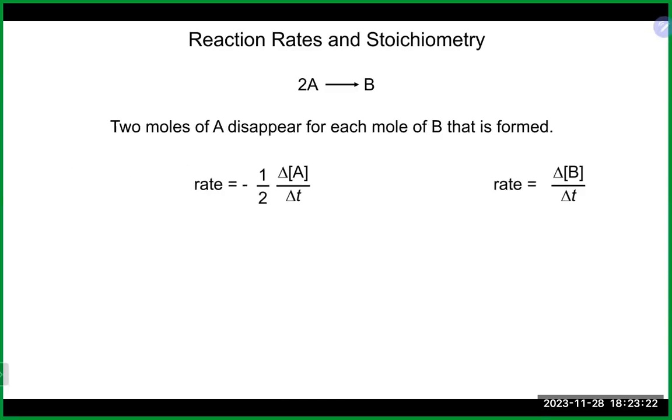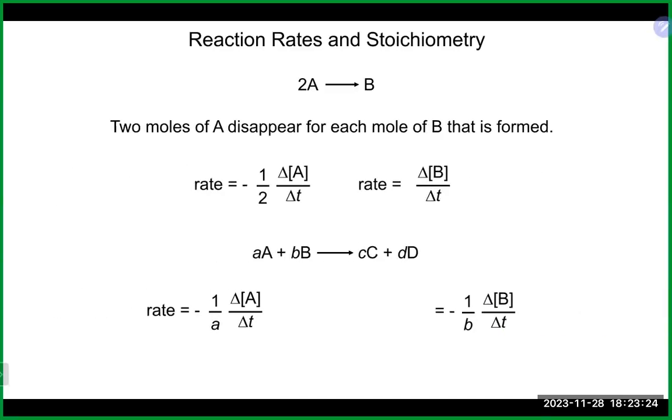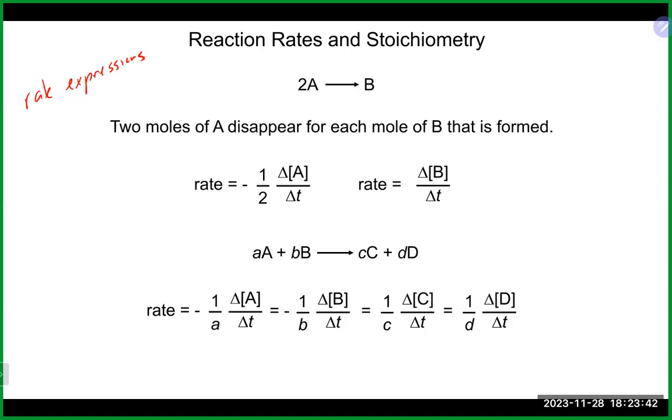So let's talk about what happens with reaction rates and stoichiometry. Much like everything in chemistry, we do have to take the stoichiometry into account when we're dealing with kinetics and reactions. So when we write these rate expressions, we have to take into account our stoichiometry. In this case, we have 2 moles of A giving us 1 mole of B, so we do need to incorporate that into our rate expression.